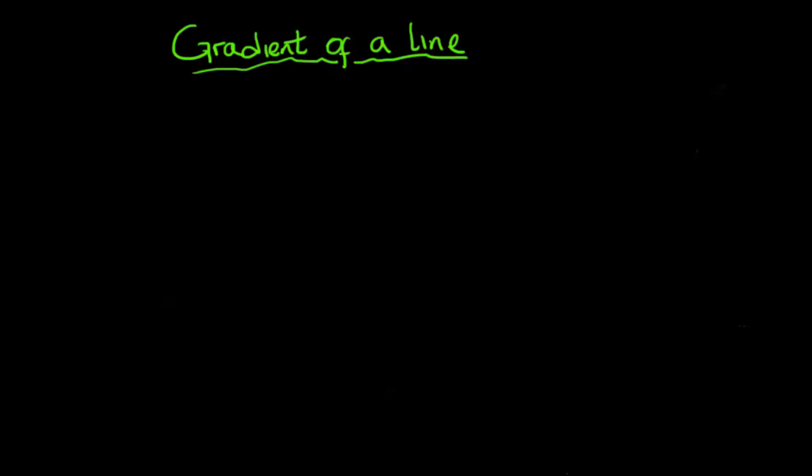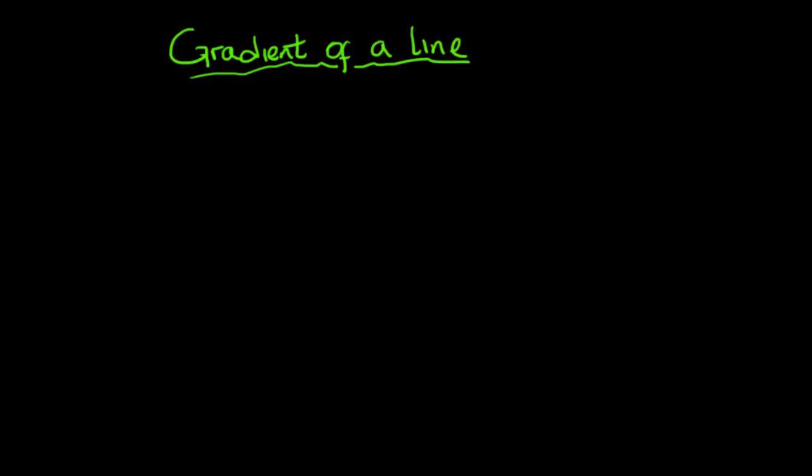In this video, we are going to be looking at the gradient of a line. Now, the first thing I would like you to know is that another name for gradient is slope. So anytime you see slope, it's the same as gradient.